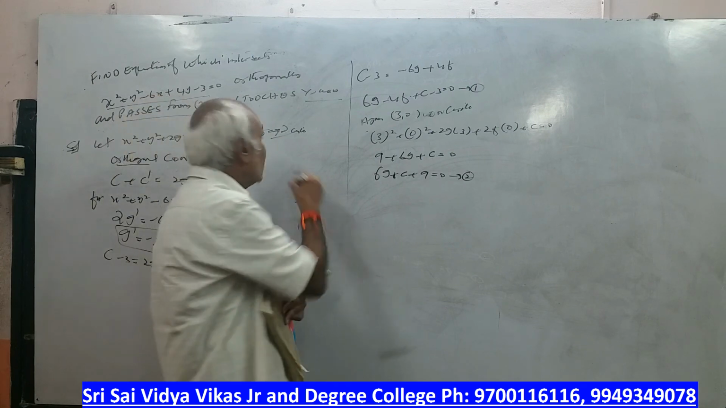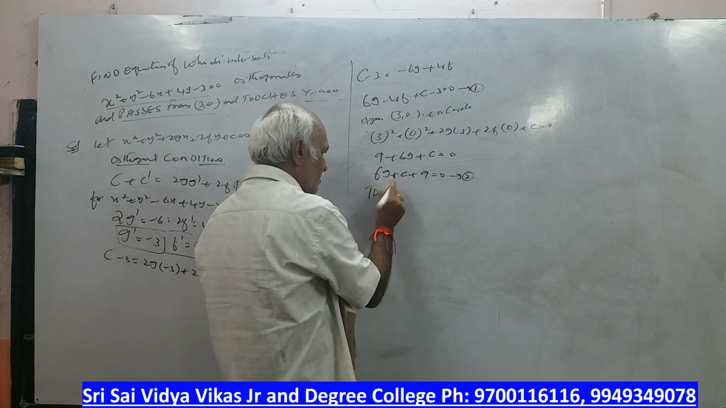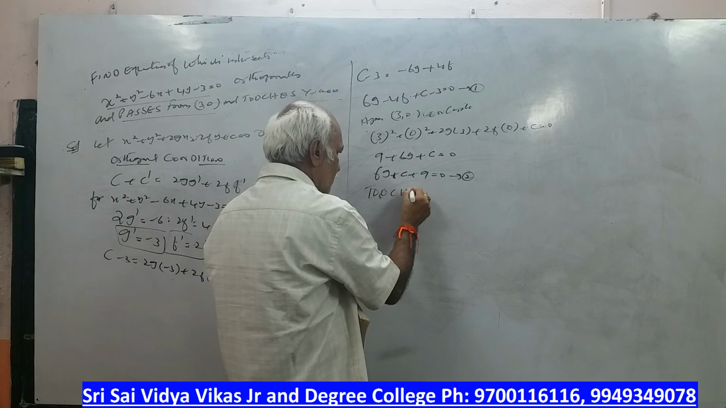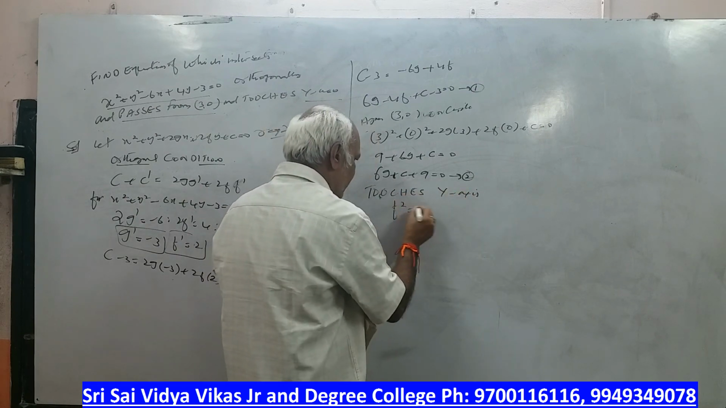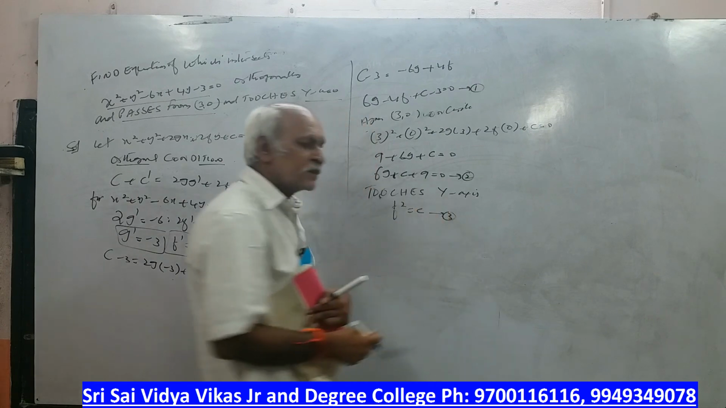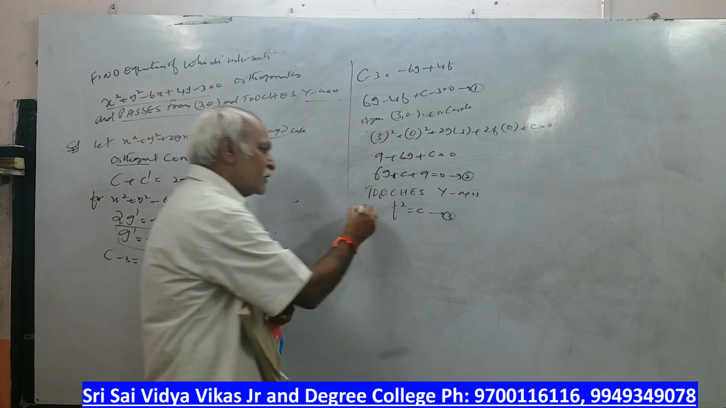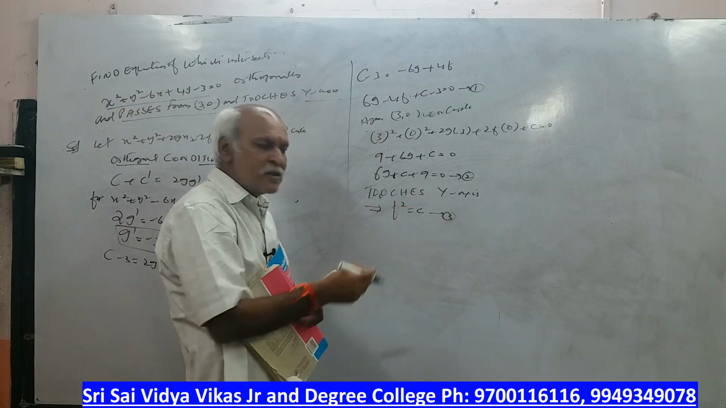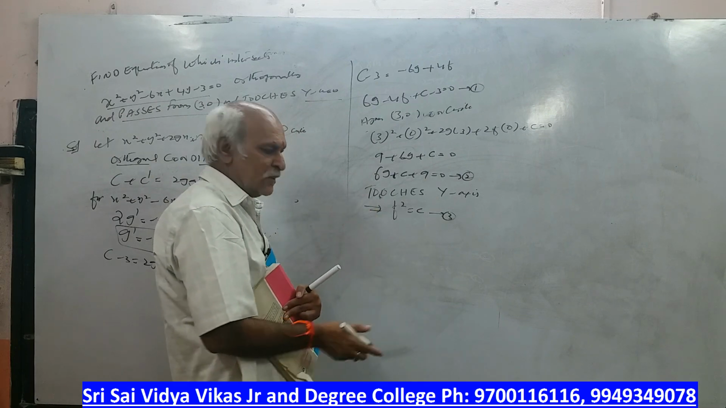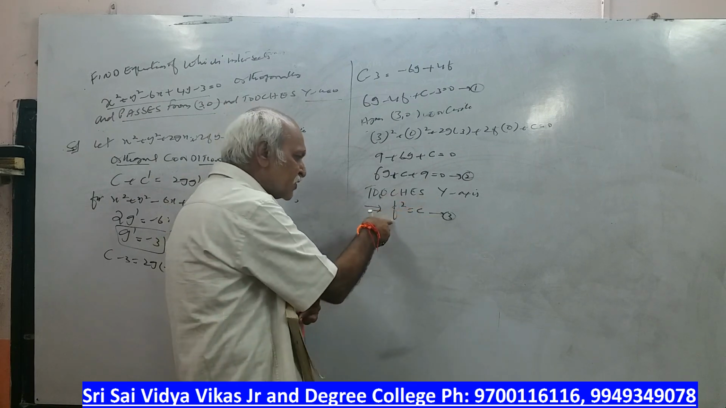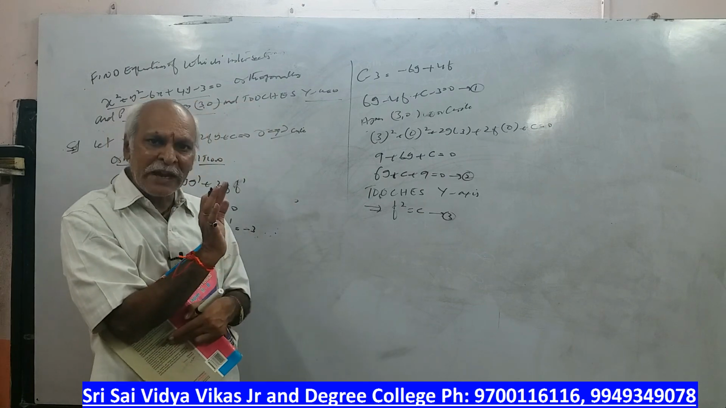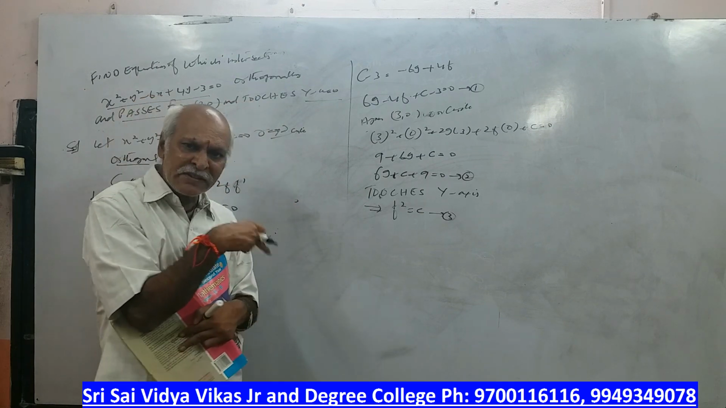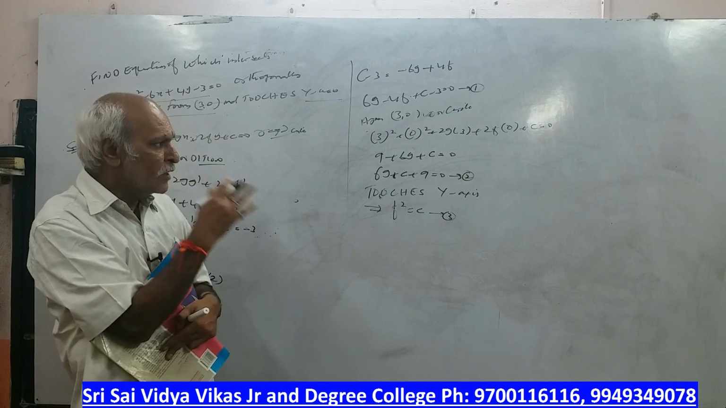Now what is the next one? Touches y axis means f square is equal to c. What is the third condition? Touches which axis? Y axis. When it is the y axis, we take f square is equal to c. If it were the x axis, it would be g square. But generally your textbook says only y axis, so we consider y axis only. If it says x axis, it becomes g square is equal to c. Now we have 3 equations.